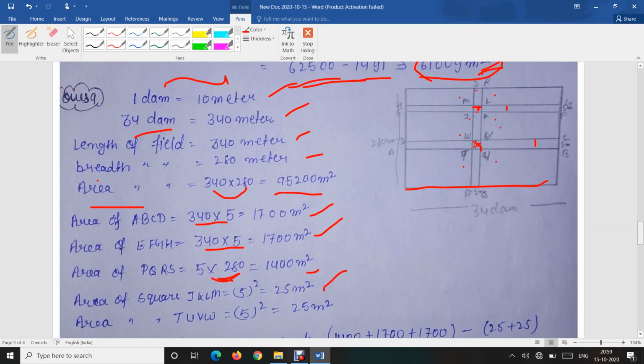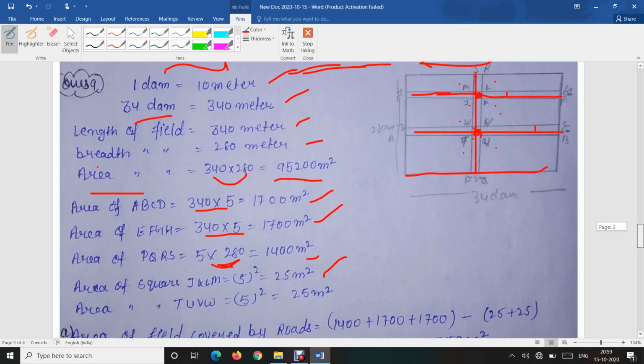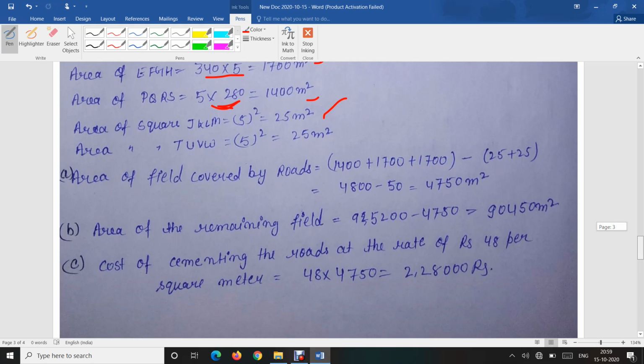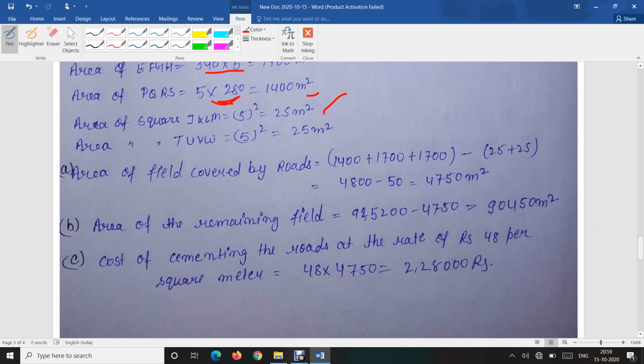Now I told you that you have to add the area of this portion and this road and this road. You have to add the area of these three roads. After adding that, you have to subtract the area of this square path and also this square path, because it counted 2 times here, but you need only 1 time. So the area of the field covered by the roads is the 3 areas, which is 1400, 1700, 1700. So, and minus area of these two squares, 25 plus 25.